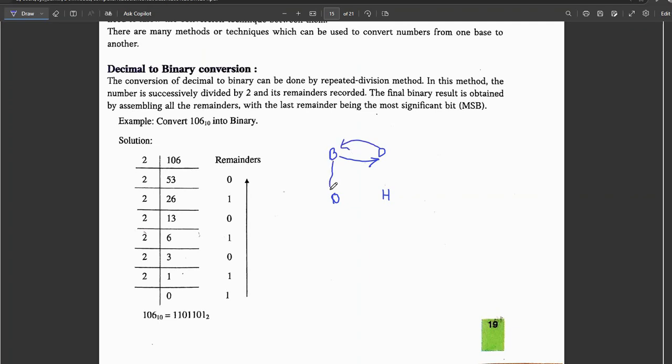Then we will be seeing how to convert binary into octal, and again octal into binary. Similarly, we'll be seeing how to convert decimal into hexadecimal and hexadecimal into decimal. We'll see how to convert decimal to octal and octal to decimal as well. We'll also see octal to hexadecimal and hexadecimal to octal. Again, we will see how to convert binary to hexadecimal and hexadecimal to binary. We'll be seeing all of this.